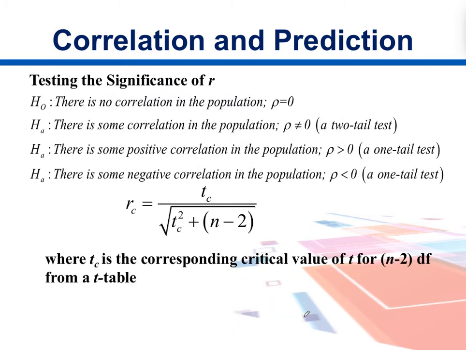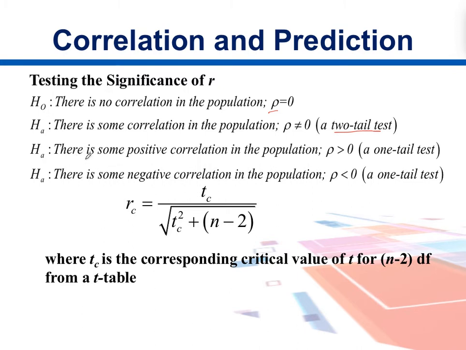We can also do this testing the significance of r. We can do hypothesis testing for r, and the Greek letter symbol used for this parameter for a population is rho. So we can test it as a two-tailed test where rho is equal to 0 versus not equal to 0. There is no correlation here, that means rho is equal to 0, and there is some correlation in the population, rho is not equal to 0. This way it's treated as a two-tailed test.